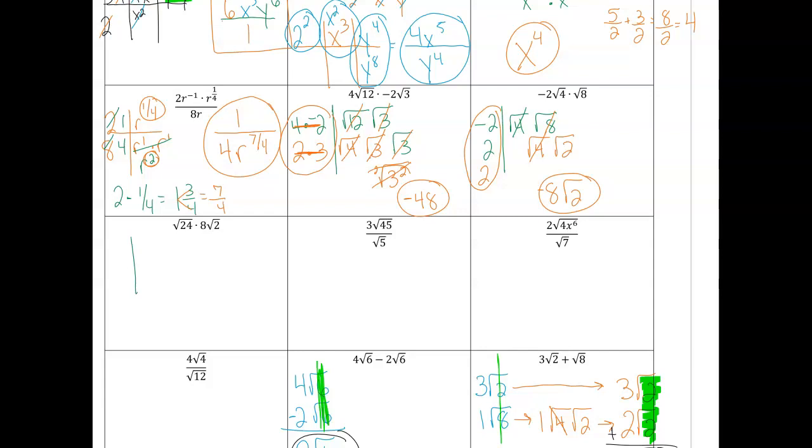So houses. All right, start in the check mark house. So 24, not perfect, but I could break it up into the square root of 4 and the square root of 6. I'm just going to bring that square root of 2 down. The square root of 4 is a 2, so it can move out over here.